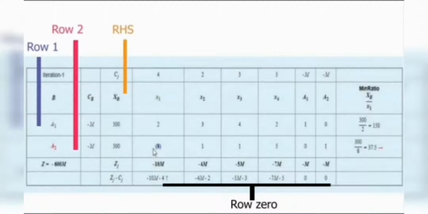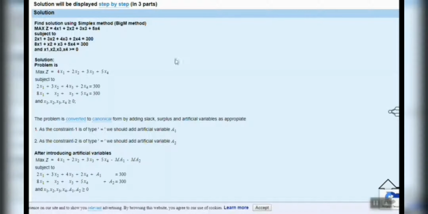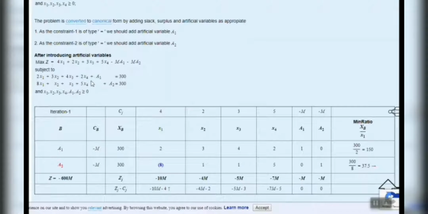As you can see, A1 is in row 1, A2 is in row 2, the column of XP is the right hand side, and the last row is row 0. This is the LP model that we inserted earlier, while this is the standard form which contains artificial variables. Therefore, the penalty rule needs to be applied in this problem.